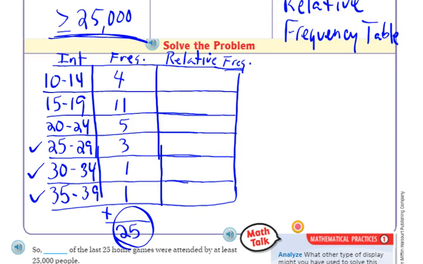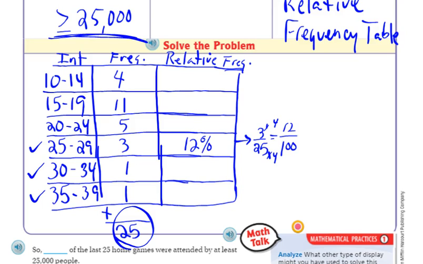Okay, so first of all, I'm going to model the first one here, and then I'm going to have you pause and calculate the next one. So we're going to have 3 out of 25, because I had 3 as a frequency, 25 as a whole, so 3 out of 25. I want to get to 100, so times 4 gives me a 12%. So the relative frequency here is 12%.